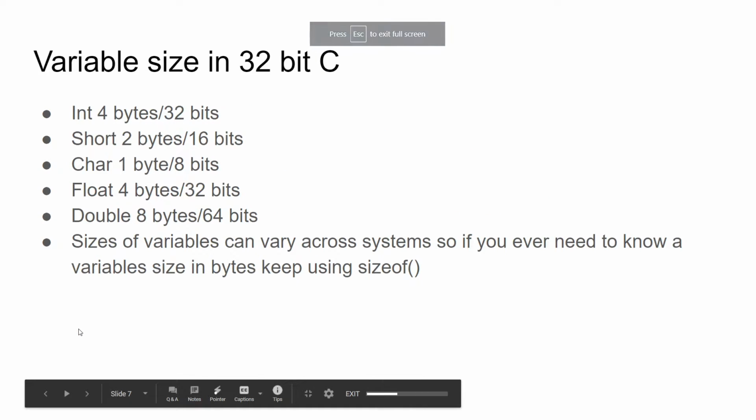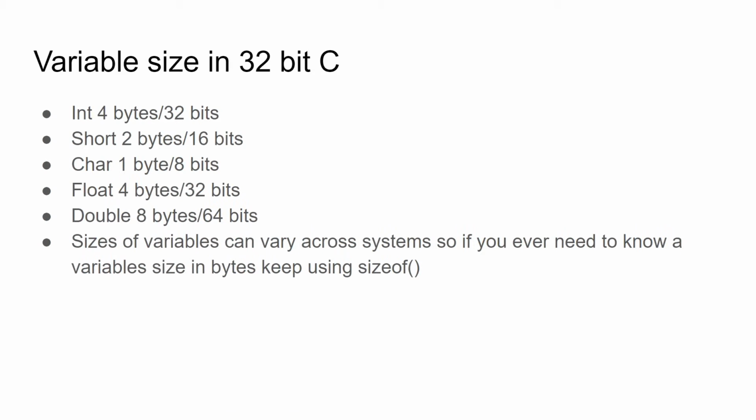So let's talk about variable sizes in 32-bit C. An integer is going to be 4 bytes big. A short is 2 bytes big. A character is 1 byte big. A float is 4 bytes big. And a double is 8 bytes big.